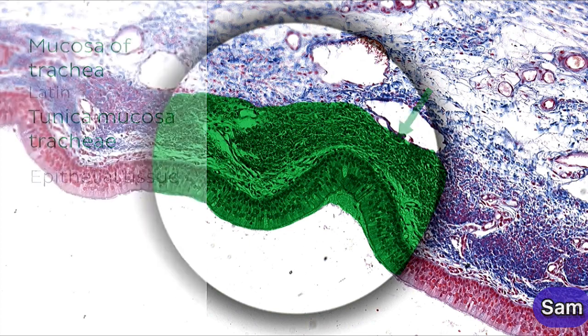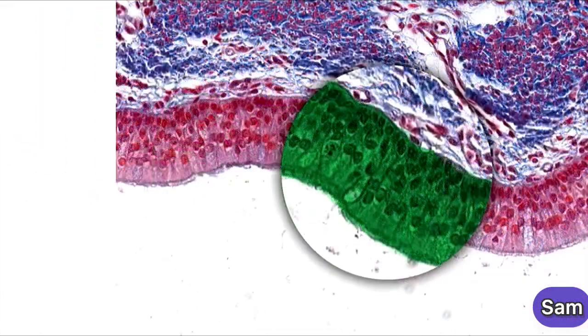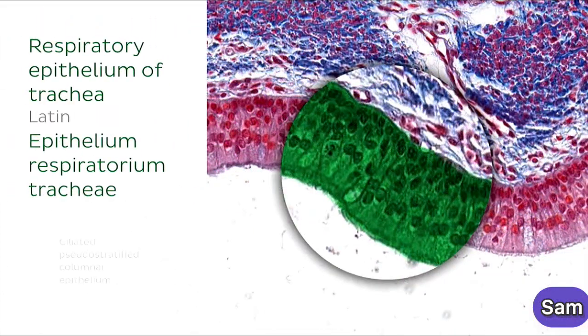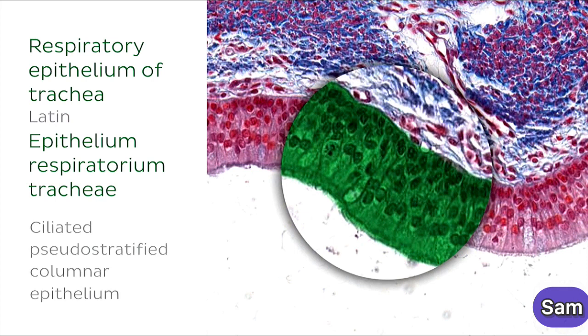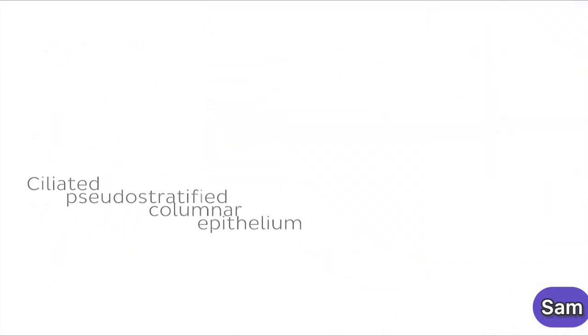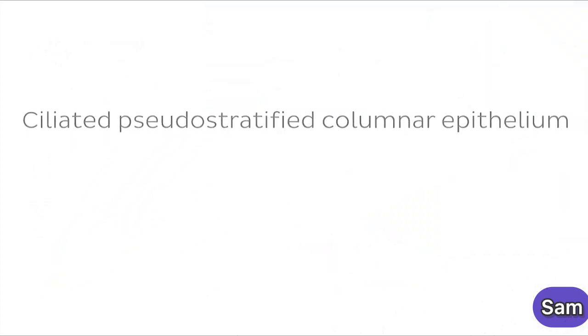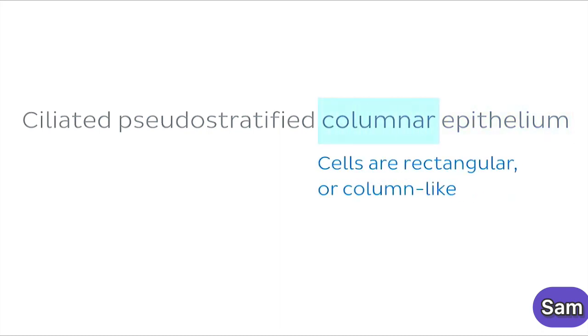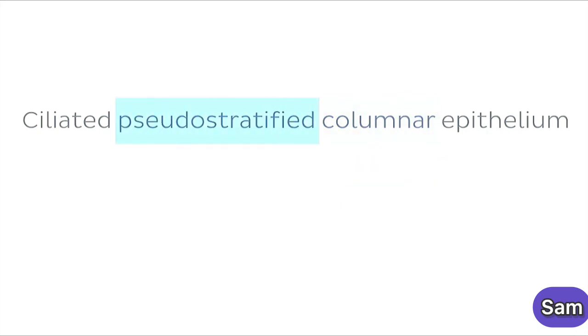The cells making up the epithelium of the mucosa are specifically characterized as ciliated pseudostratified columnar epithelial cells. And I know that's a really long name, but it does tell us everything that we need to know. Epithelium means that these cells line an organ. Columnar means that the cells are rectangular or column-like in shape. Pseudostratified means that although the cells appear to be stratified, they're really not.